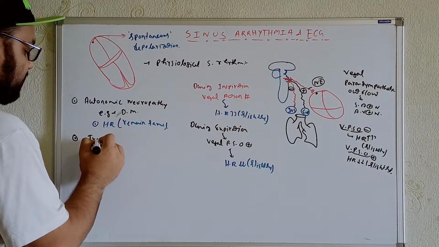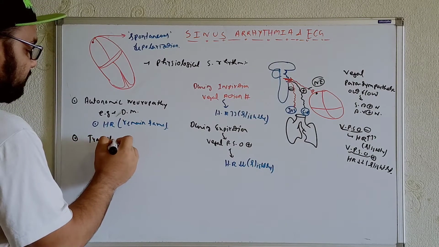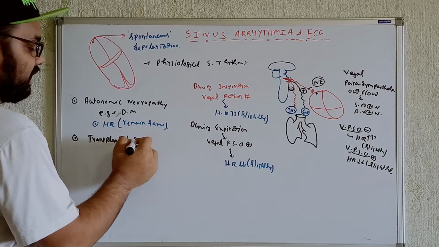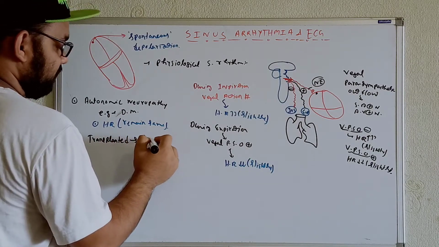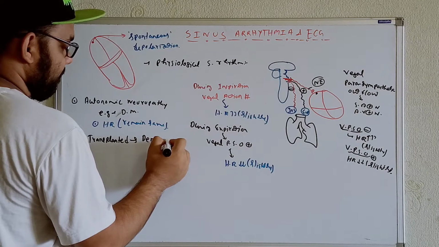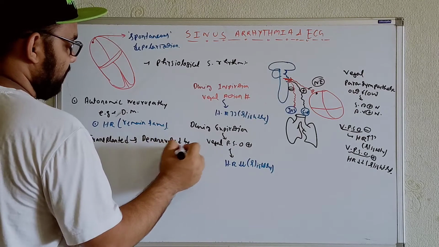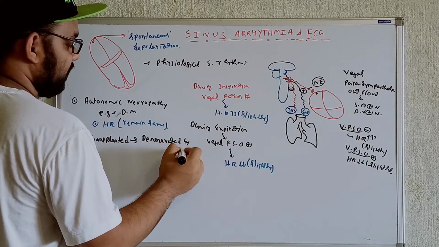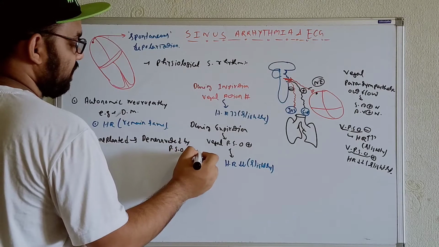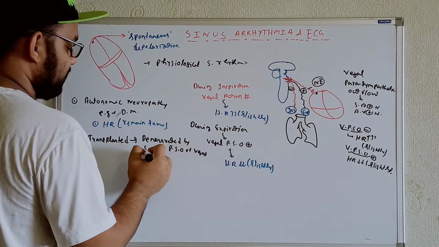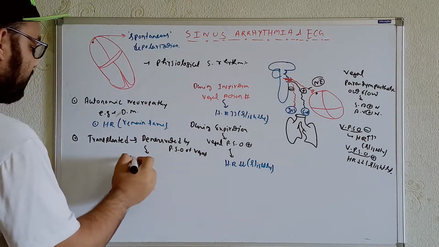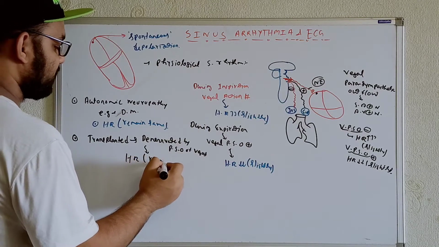So the transplanted heart will be denervated by the parasympathetic outflow of the vagus. As a result, we will see there will be no change in the heart rate. The heart rate, we can write it over, will remain the same.